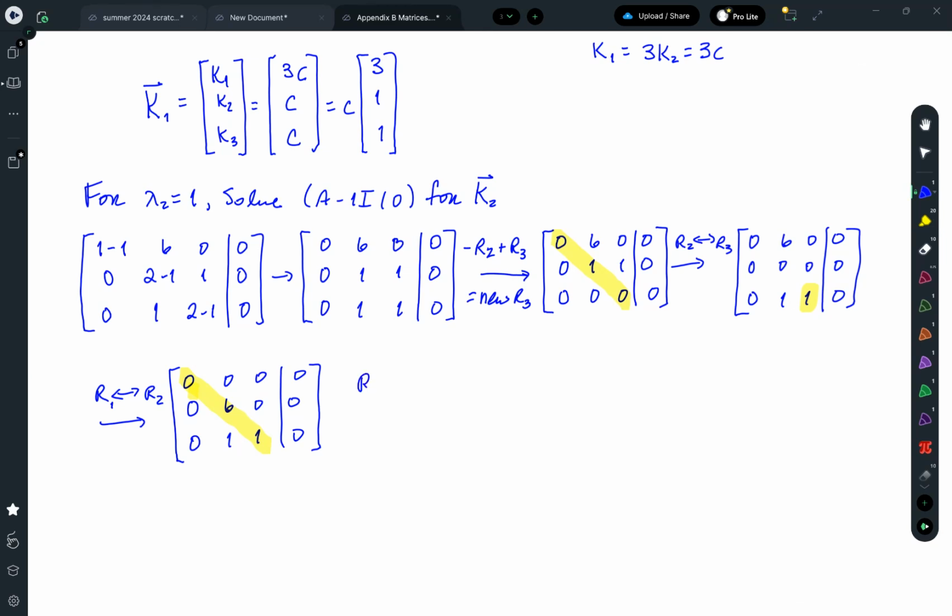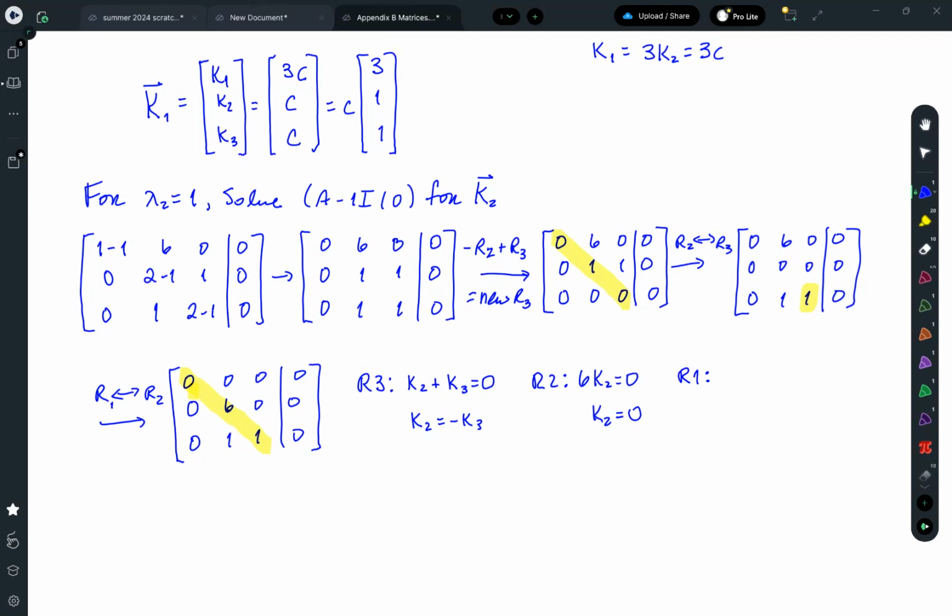Row 3 is saying K2 plus K3 is equal to 0. So that means K2 is equal to minus K3. That's all I got from there. Row 2 is saying 6K2 is equal to 0, which means K2 is equal to 0. Row 1 isn't saying a whole lot. It might be pretty confusing for you.